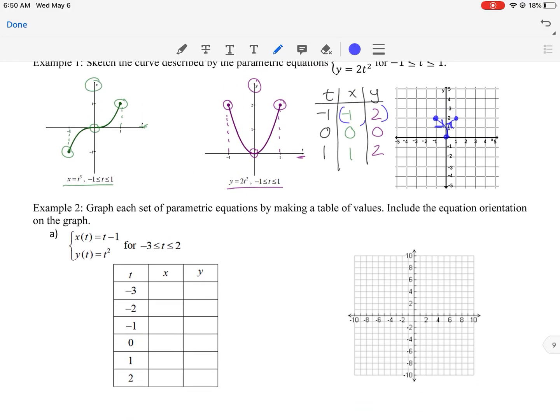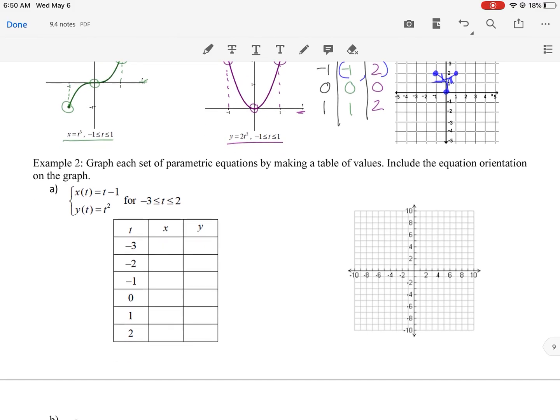Okay, so now let's do one from scratch, quote unquote, in the sense that I'm just giving you that x of t is equal to t minus 1 and y of t equals t squared. It's once again here, -3 ≤ t ≤ 2, so we're saying it's from -3 to 2. Okay, so let's plug in our t values. So -3 minus 1 gives us -4. -2 minus 1 is -3. -1 minus 1 is -2. 0 minus 1 is -1. 1 minus 1 is 0. 2 minus 1 is 1.